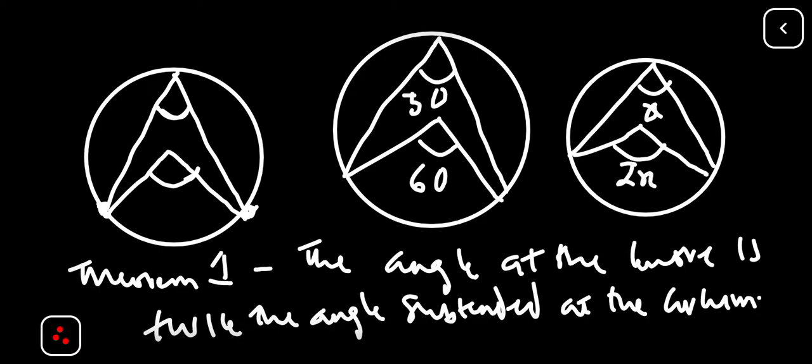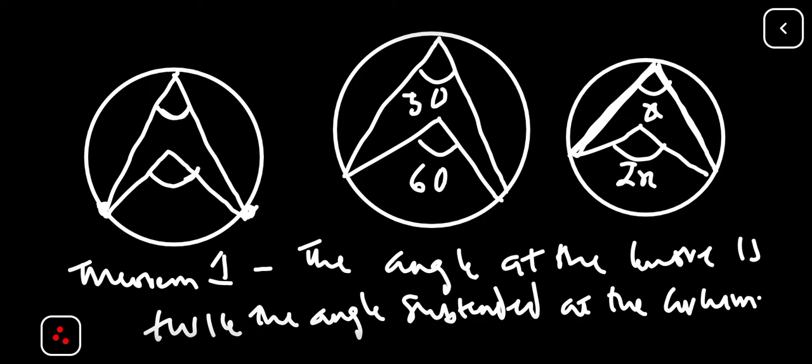So it's always, the angle at the circumference is always smaller than the angle at the center. And the angle at the center is actually 2 times the angle at the circumference. So that is the point.